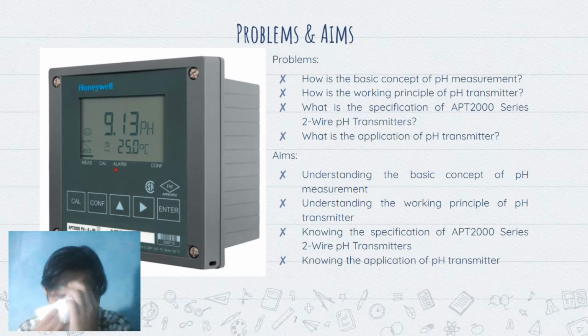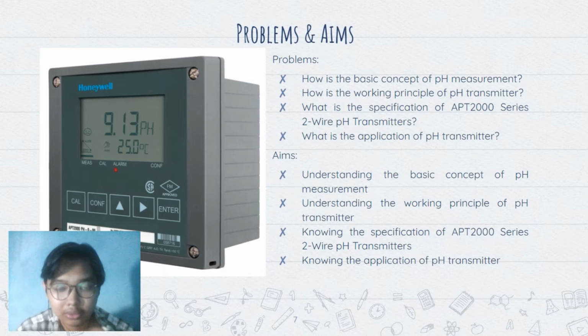The next one is the problems and aims that I want to introduce in this content. The problems that I want to solve are: first, what is the basic concept of pH measurement; second, what is the working principle of a pH transmitter; third, what are the specifications of the APT 2000 two-wire pH transmitter, which is the type of pH transmitter we want to talk about more; and last, what are the applications of a pH transmitter.